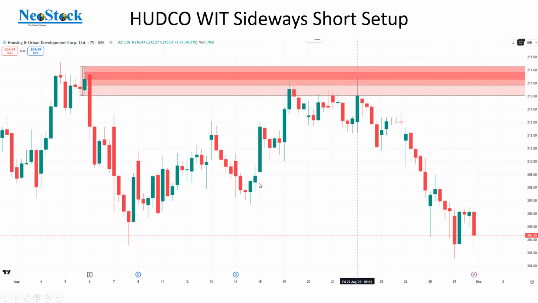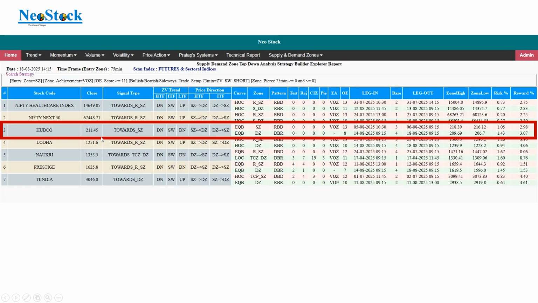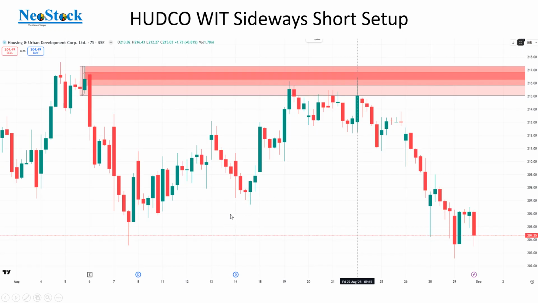Somewhere here is the target as per the report. The supply zone, 3 base candles. This is the drop, 3 base candles and rally. Somewhere here it reached. When we got the trade on 22nd August.